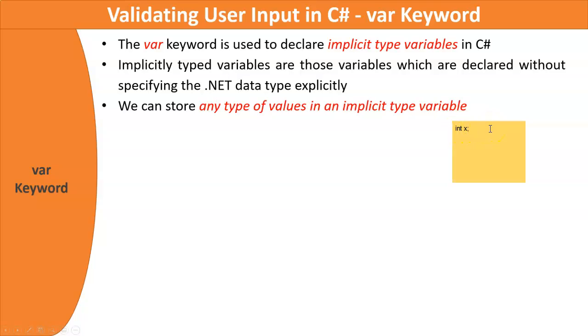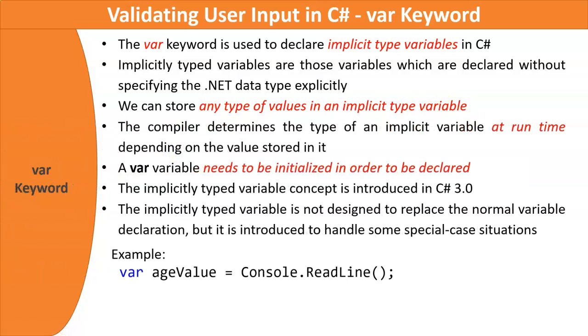Whereas if you declare a variable using the keyword var, for example var y, here we have not used any .NET data type. So if you are not using any .NET data type to declare a variable, and instead you are using the var keyword, that kind of variables are called implicit type variables. Actually, what is the meaning of implicit type variable? In an implicit variable, we can store any type of data.